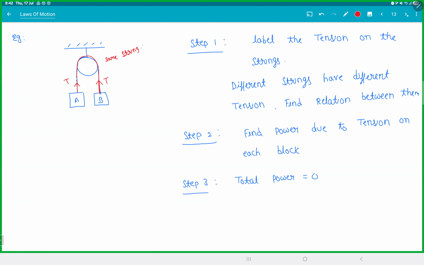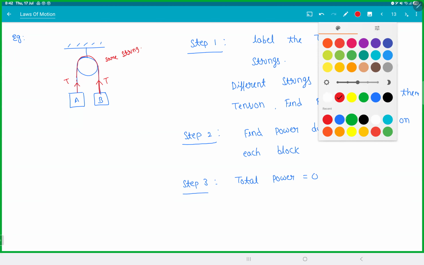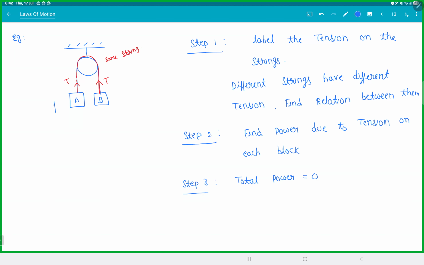Great. Next thing, assume the velocities for anything. Let's say this is going up with VA. Let's say this is going up with VB. Doesn't matter, you assume whatever directions you want. Then step 2, find the power. Label the tensions on the string and assume velocities for the blocks. Now, what is power on block A? Power on block A is tension times VA. Both are in the same direction, dot product, cos 0, so TVA, because it's T bar dot VA bar. Power on B is T VB. That is also the same, cos 0, TVB.